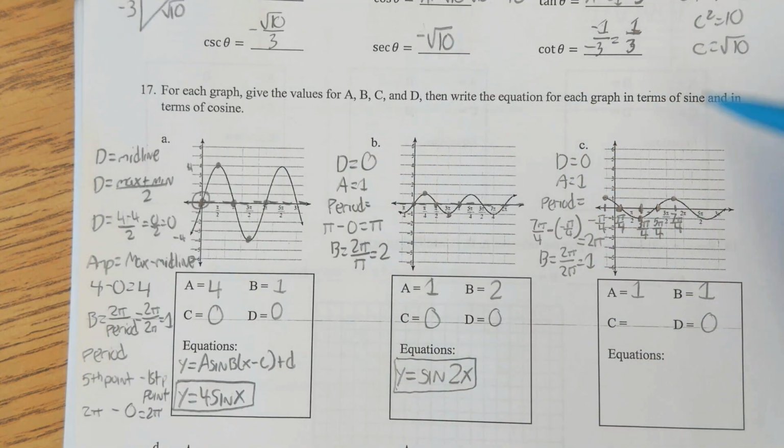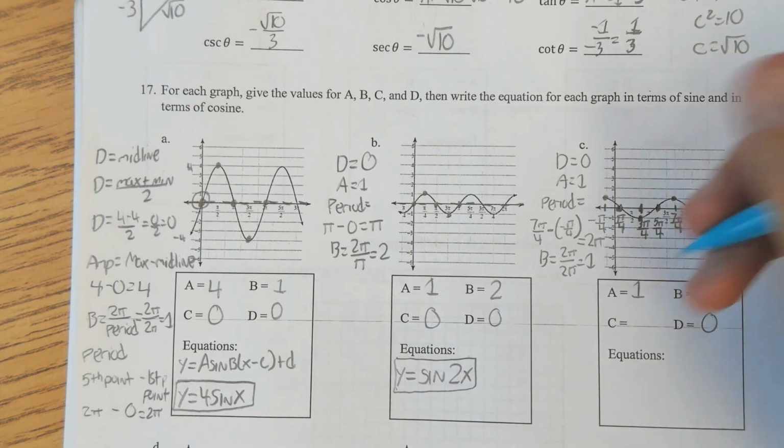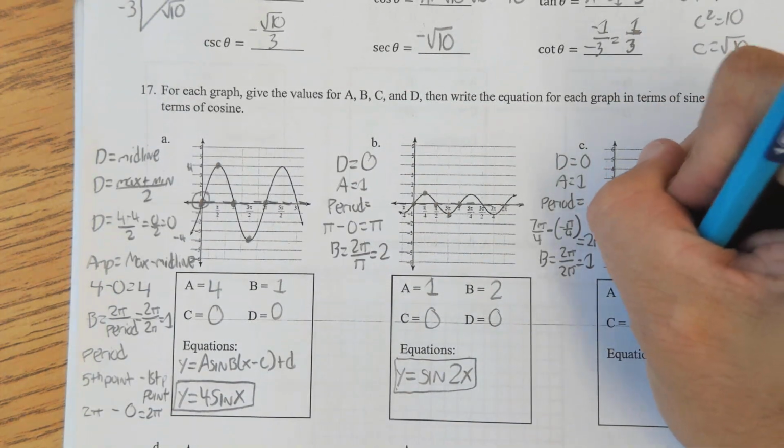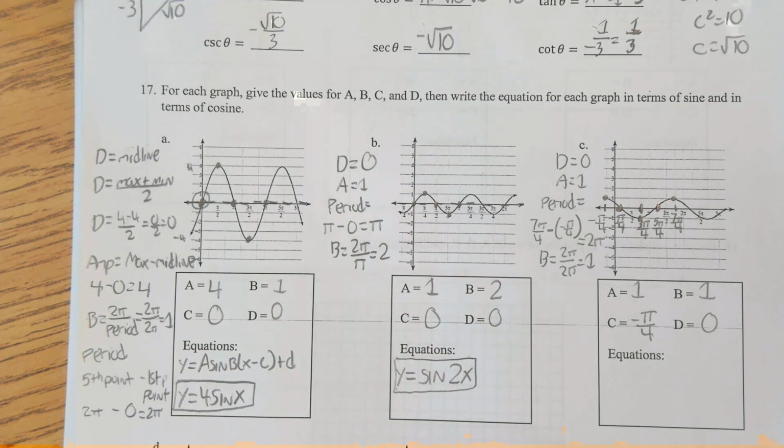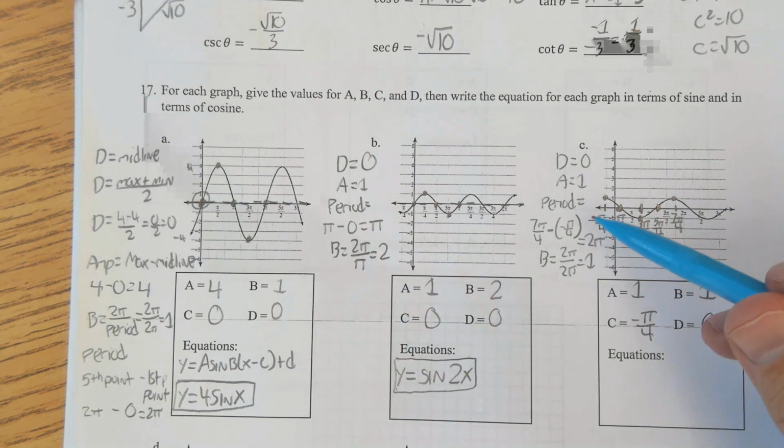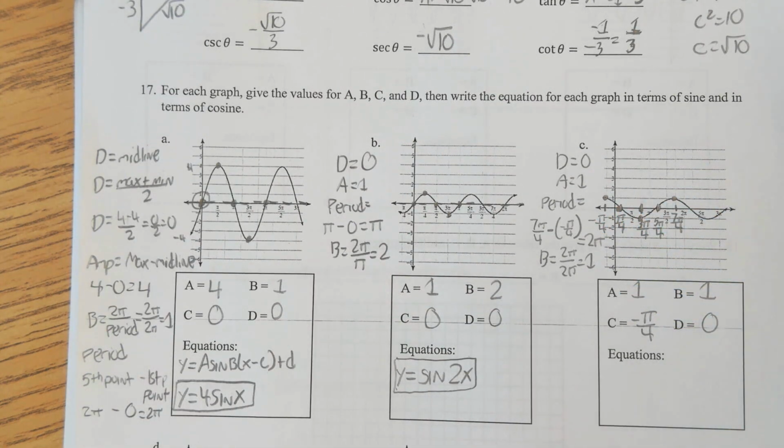Now this is where this is different. Where did you start? You didn't start at 0 anymore. You started your max at negative pi over 4. So then that means C, wherever you start on the x-axis, that is always your C.